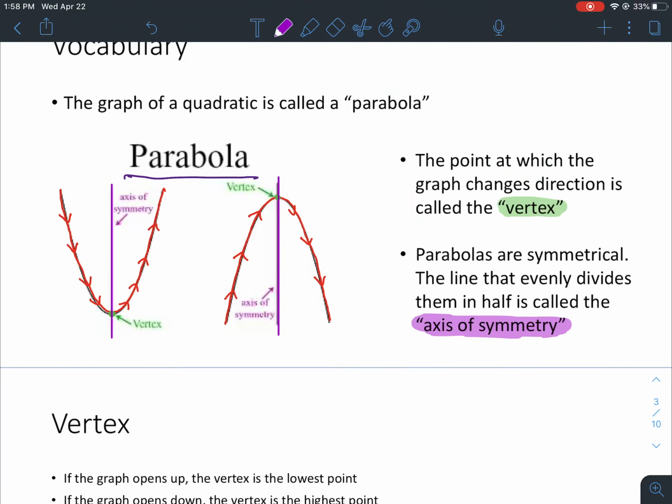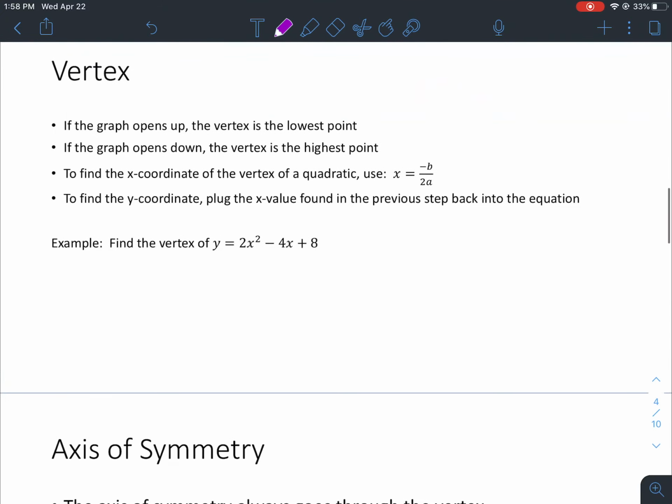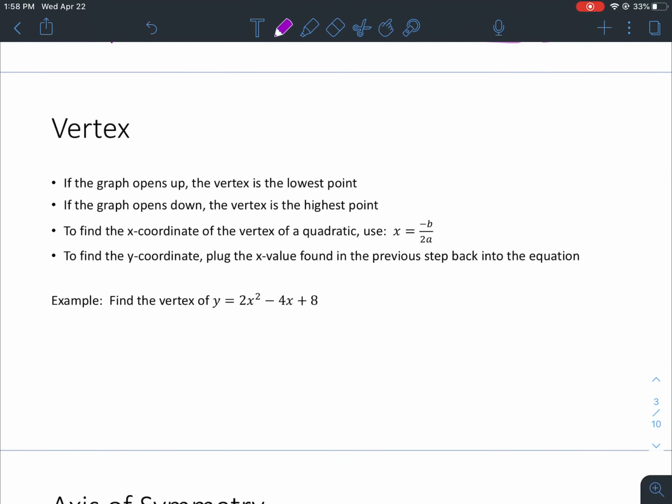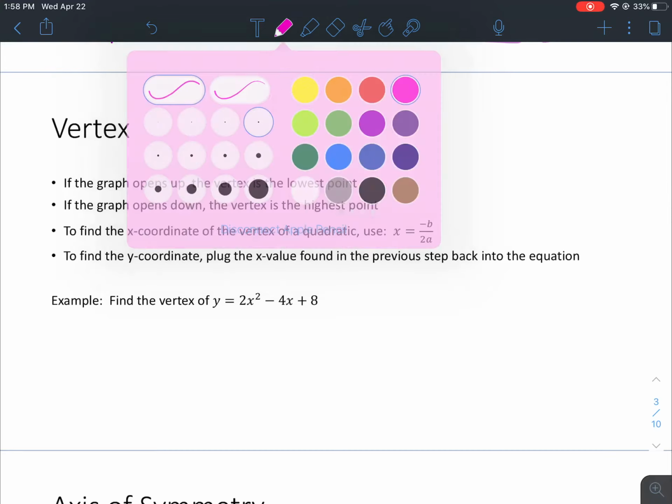Okay? So, a couple other pieces about each of these. First, the vertex. As I mentioned earlier, if the graph is opening upward, so it's a regular U shape, the vertex is the lowest point on that graph. We call that a minimum.